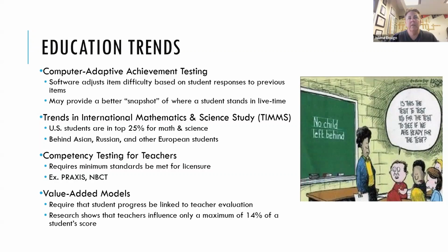In the US, students are in the top 25% when ranked around the world for math and science, so the top quarter, but significantly behind most Asian countries. Depending on the measure, Russian students and then other European students can also be ranked above the US in terms of math and science scores.